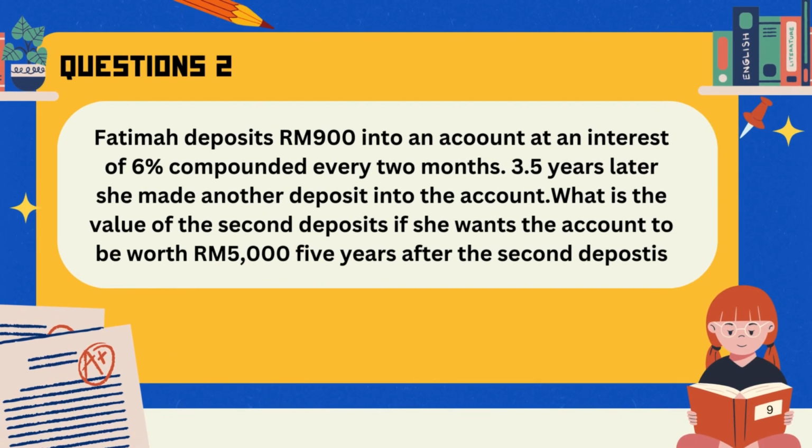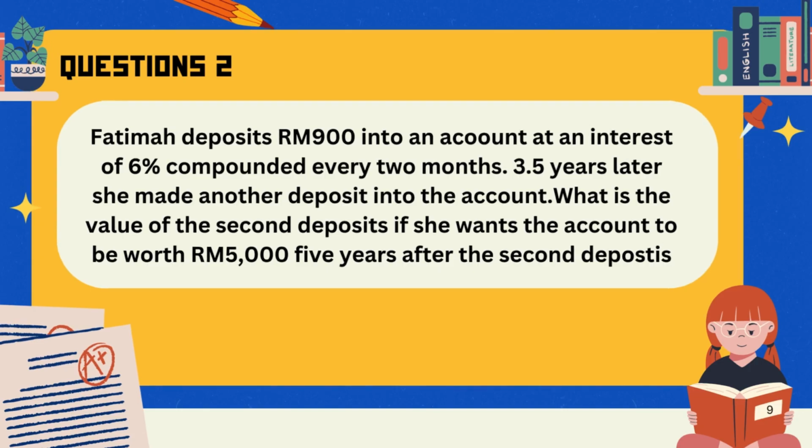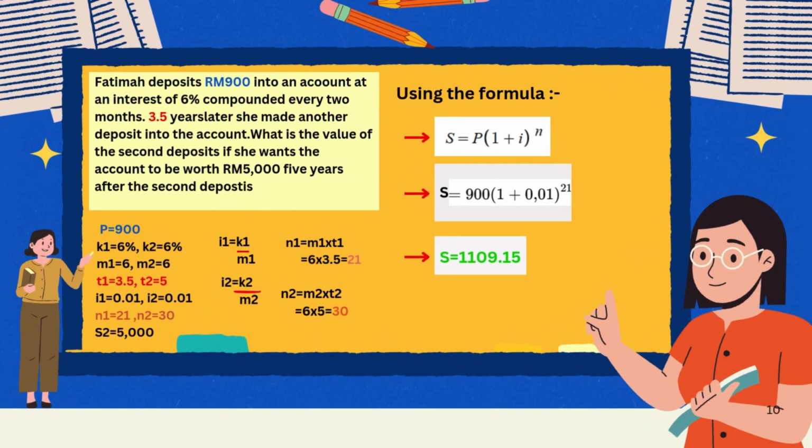Question 2. Fatima deposits 900 ringgit into an account at an interest of 6% compounded every 2 months. 3.5 years later, she made another deposit into the account. What is the value of the second deposit if she wants the account to be worth 5,000 ringgit 5 years after the second deposit? Let's get on with the answer.